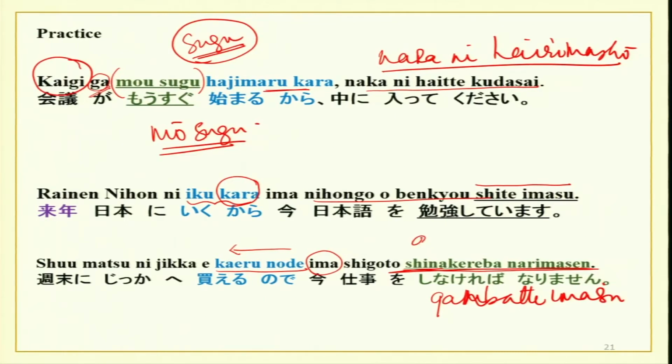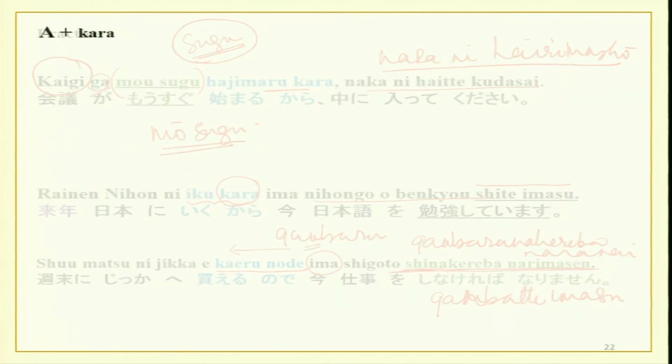Or you can say ganbaranakereba naranai. The verb is ganbaru, but you say gambaru. The M sound comes. Now, we are going to see how kara is used with adjectives.